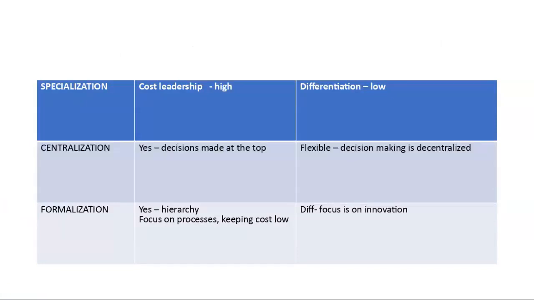So for specialization, cost leadership is high and differentiation is low, because we're specializing in a particular product or business area. For centralization, in cost leadership decisions are made at the top, and when it is flexible, decision making is decentralized. Persons in the different departments within the functional structure are able to make certain decisions. And for formalization, we're talking about hierarchy, where the focus is on process and keeping costs low, while for differentiation, the focus is on innovation and improving things.